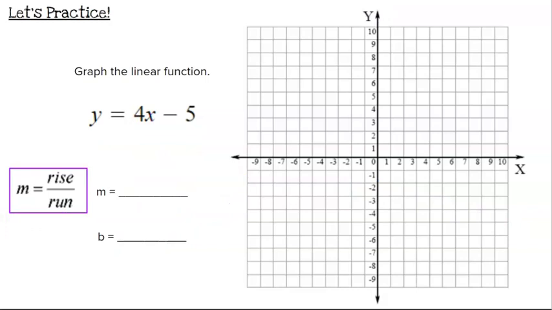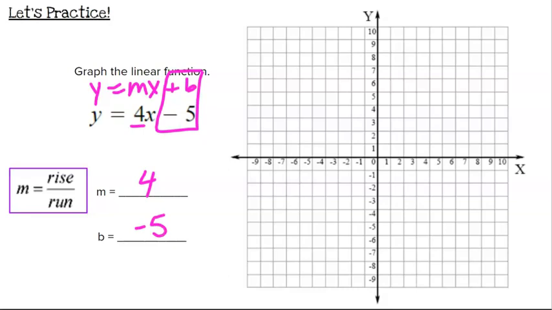All right, one last example for you guys. We have y equals 4x minus 5. So we identify our m. Our m is 4 next to the x. And our y-intercept, our b, is that -5. Take that minus sign with the number.